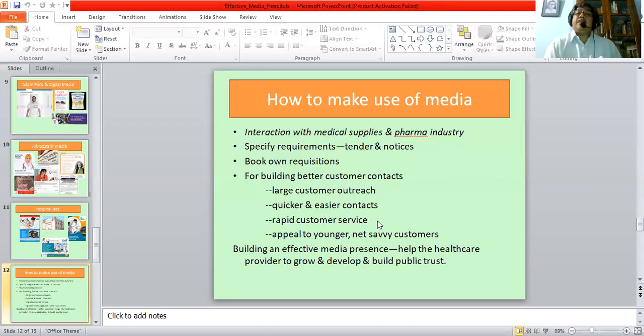Also, the more you are using the up-to-date digital channels, you will attract the younger and the more net-savvy customers. So you need to build an effective media presence, talk about your organization, talk about your healthcare facilities, and you have to project a positive image and do trust building with your public so that they will turn to you.